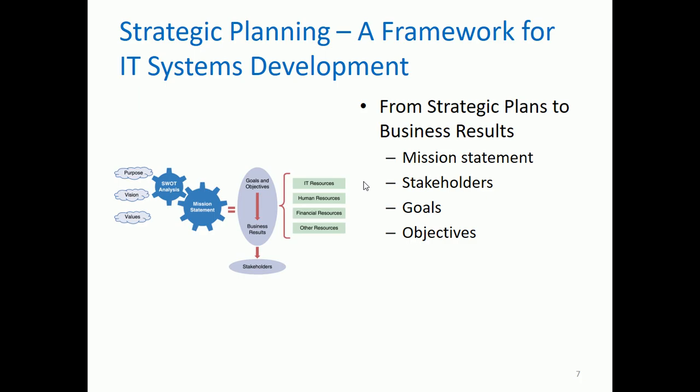Okay, next is from strategic plans to business results. Okay, so we have a mission statement. All companies must have a mission statement. Why? Of course, what is the reason why this company is built? What is its purpose and objective? And then of course, who are the stakeholders who will benefit if this company is built?